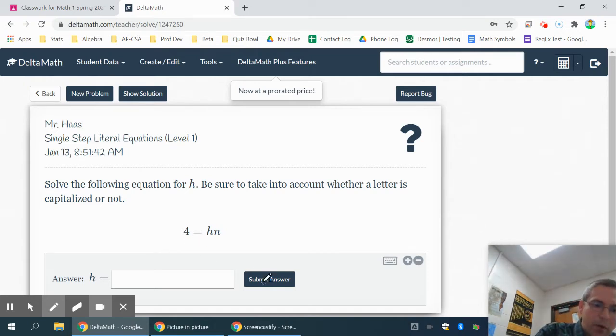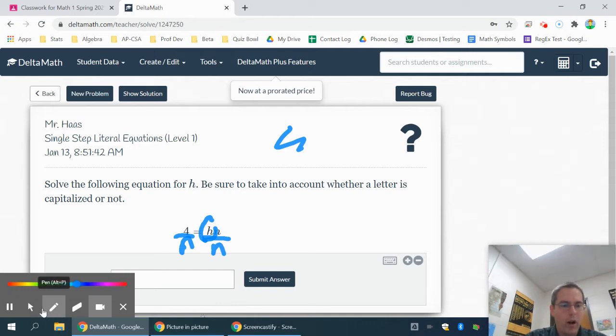Remember, I recommend marking or circling the letter I'm supposed to be starting with. In this case, it's the H. Then I ask, how do I get H by itself? It's being multiplied by an N, so I divide both sides by N. My answer should be that H is equal to 4 over N.